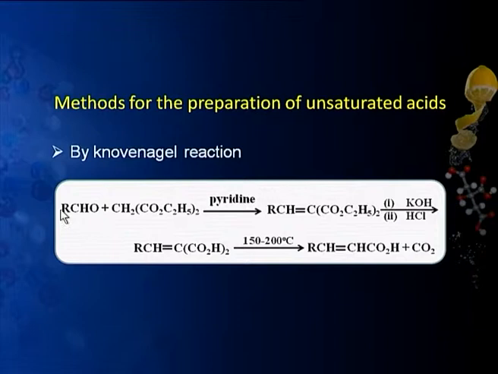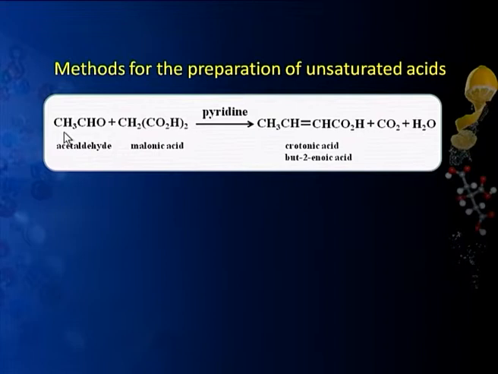Now, if we have only aldehydes, then even direct condensation with malonic acid is feasible and the esterification step can be prevented. Like suppose it is acetaldehyde, it can be condensed with malonic acid directly in the presence of pyridine and we can get the unsaturated acid directly, such as acetaldehyde on condensation with malonic acid gives us crotonic acid.